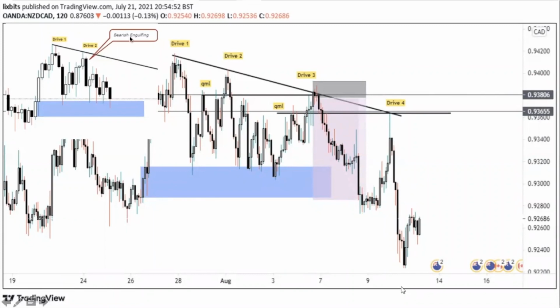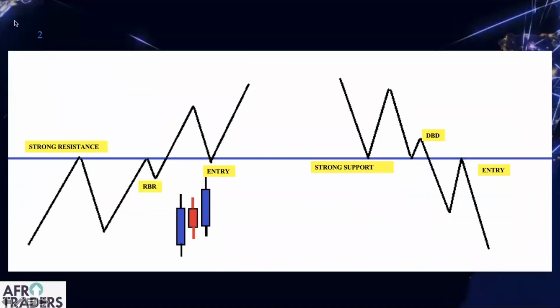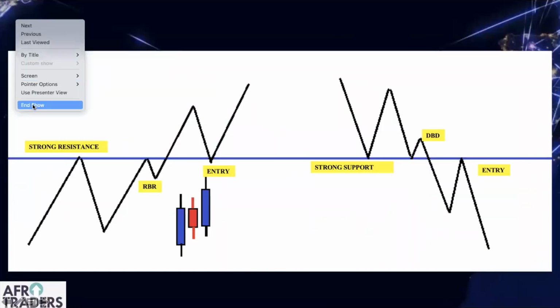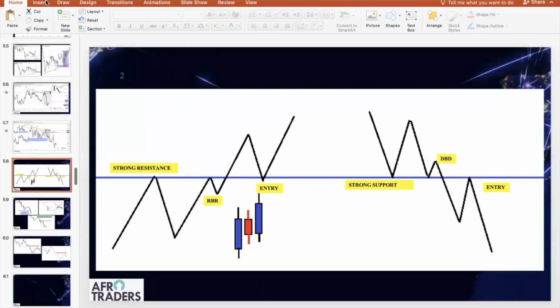I hope you are all okay with this strategy. Okay, so let's go to the chart. Let me show you some practical examples that occurred.